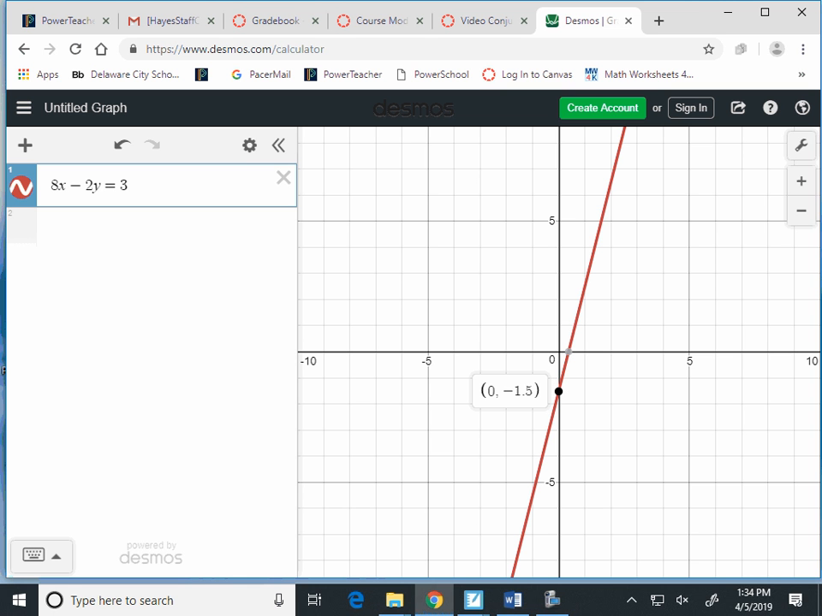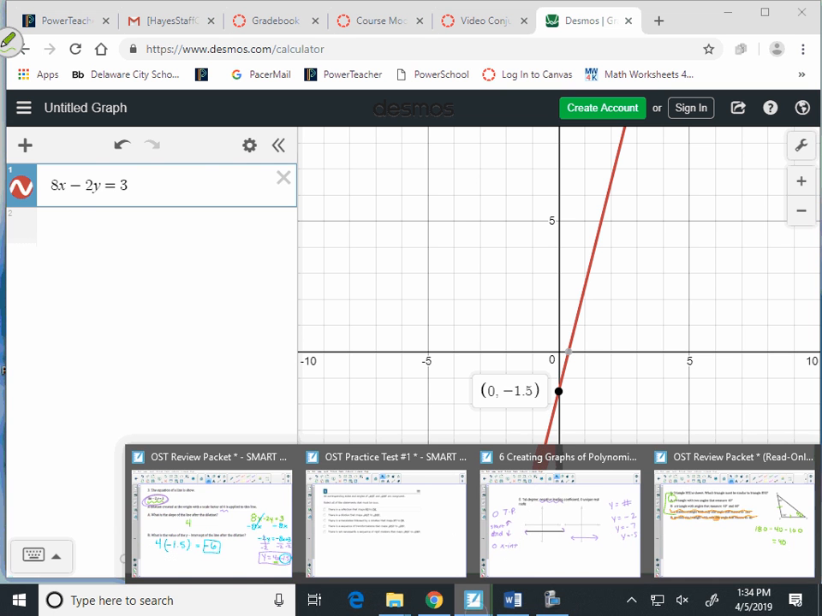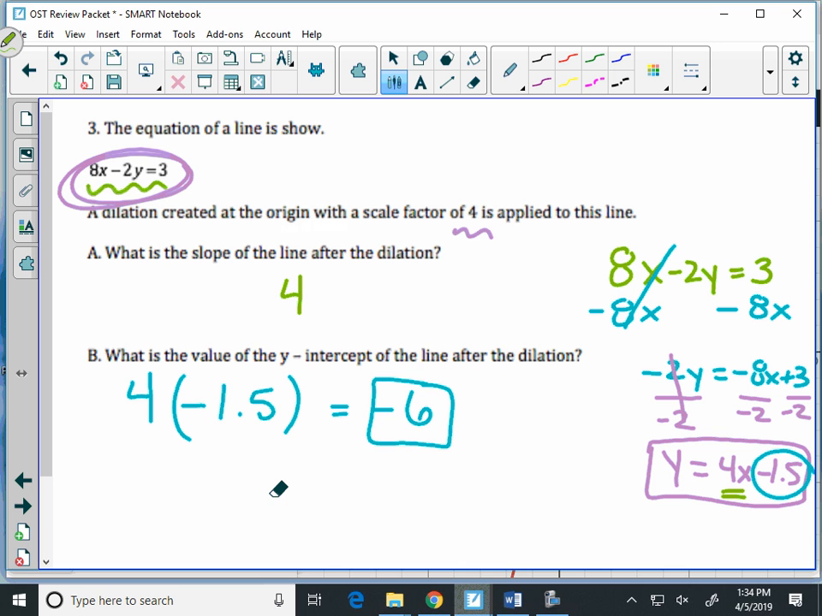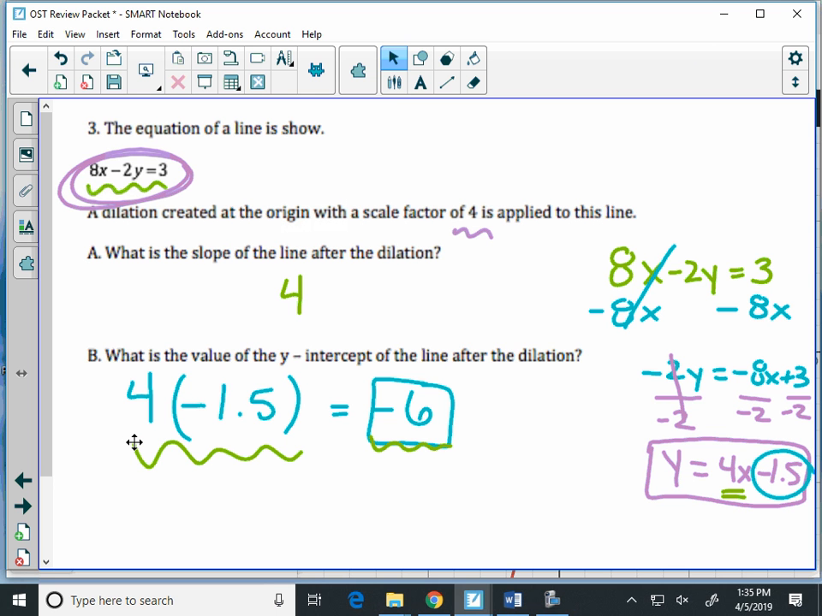It's negative 1.5 without having to do really any work. And then you repeat the same process. My y-intercept was 1.5. I multiply it by my scale factor. I get negative 6. Just like we did. But less work because you just look at the graph in Desmos.